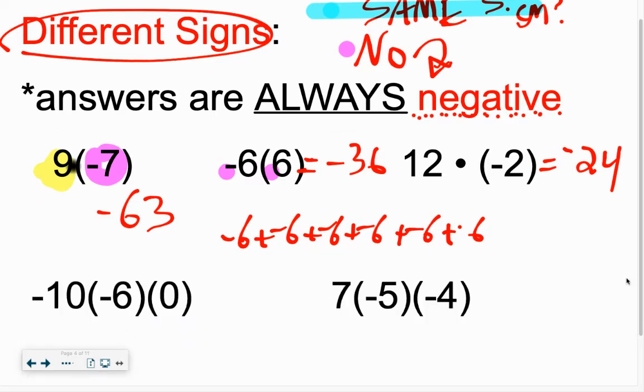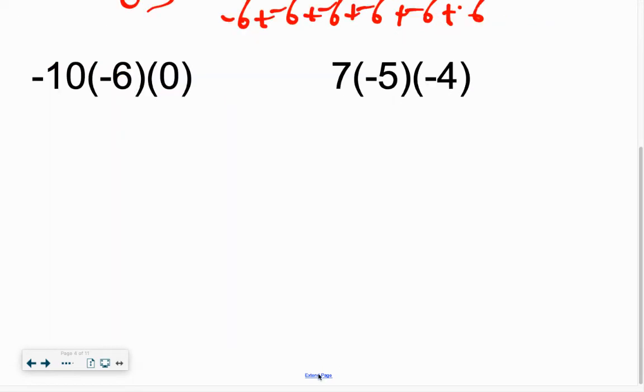Couple more examples. Oh no, what if there are more than 2 numbers? That's all right. If there are more than 2, you take them 2 at a time. That's what we say in class. So make sure you take them two at a time.